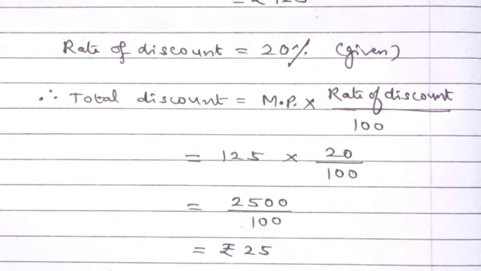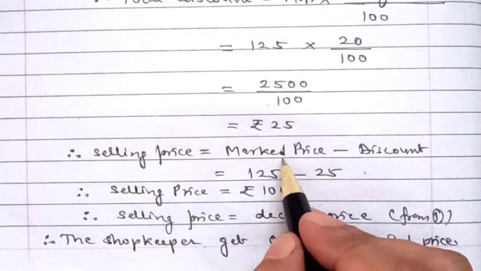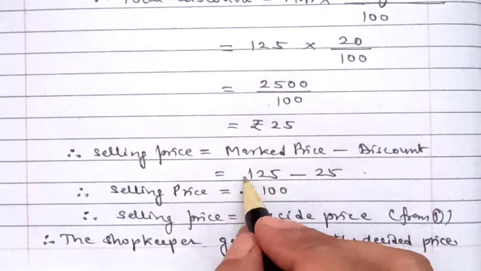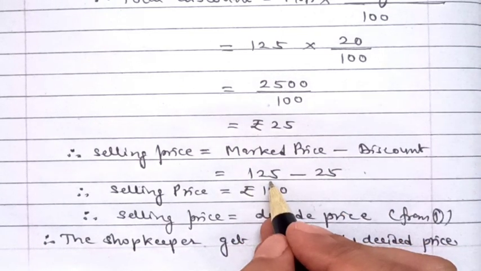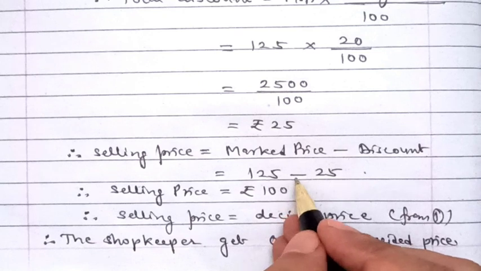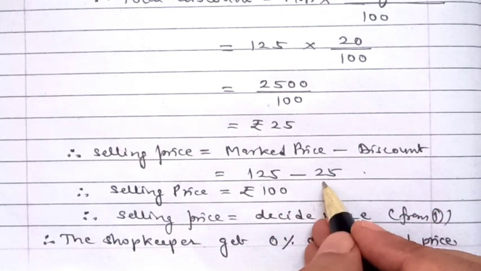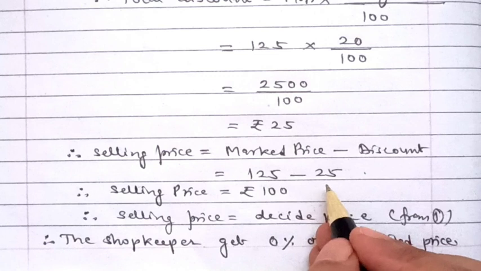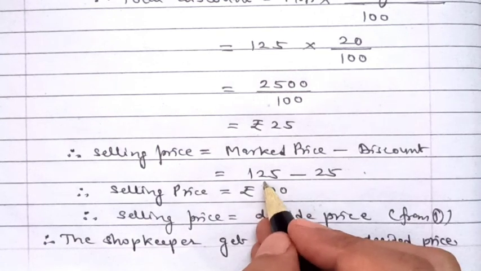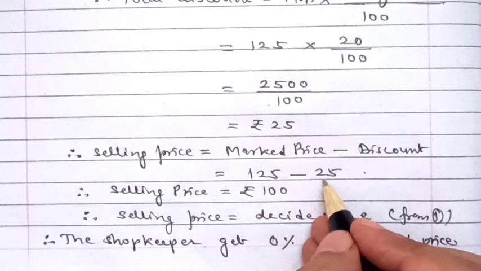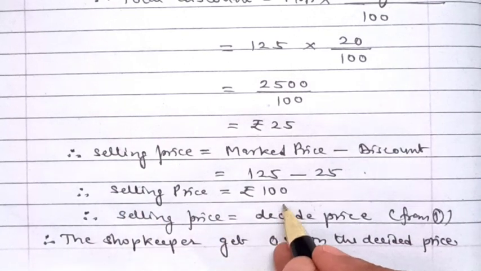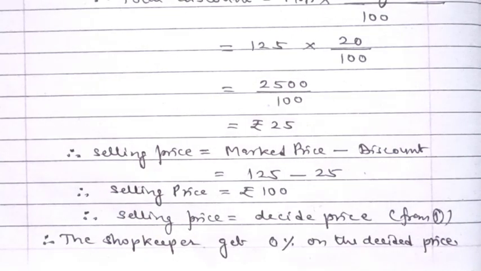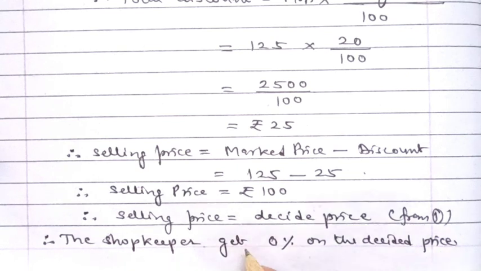So what is the selling price? Selling price is equal to mark price minus discount. Your mark price was 125, increased price, minus the shopkeeper gives 25 rupees discount. 25 rupees is 20% of rupees 125, and then the selling price is equal to rupees 100. His decided price was also rupees 100. So selling price is equal to decided price from 1. That means the shopkeeper gets 0% profit on the decided price.